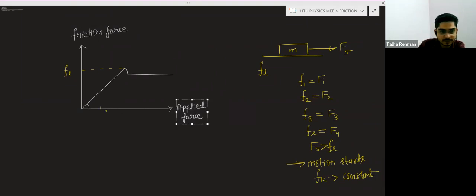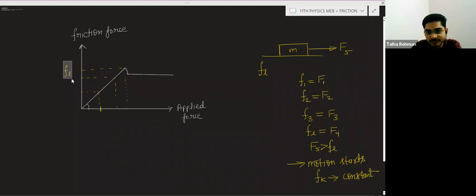Suppose you have applied one force here and the block has not moved. So here will be your friction force. You have applied another force, the block does not move, then here will be your friction force. Now you have applied a force which is equal to the limiting friction force. And after that, what happens?